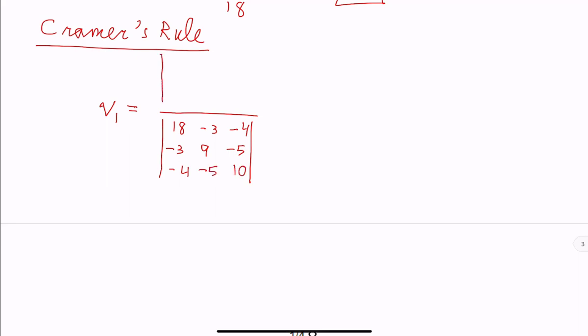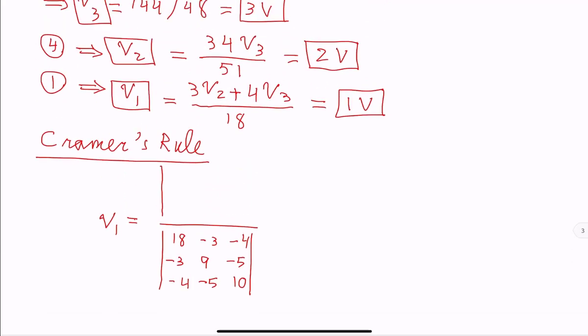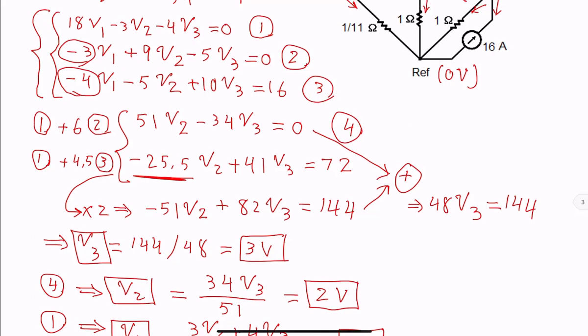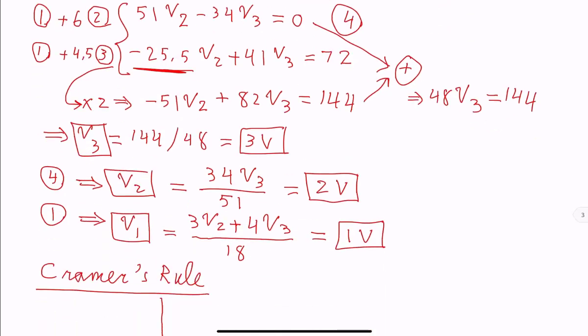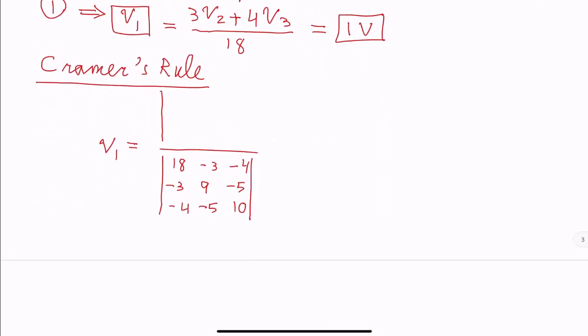And since we are looking for V1, we change the first column of that matrix with the constants on the right hand side of equations 1, 2, and 3. So here we get 0, 0, 6. Rest of the numbers stay the same. Negative 3, 9, negative 5, negative 4, negative 5, 10. So we have replaced the first column, it's V1, so replace the first column of the denominator with constants on the right hand side of the equation.